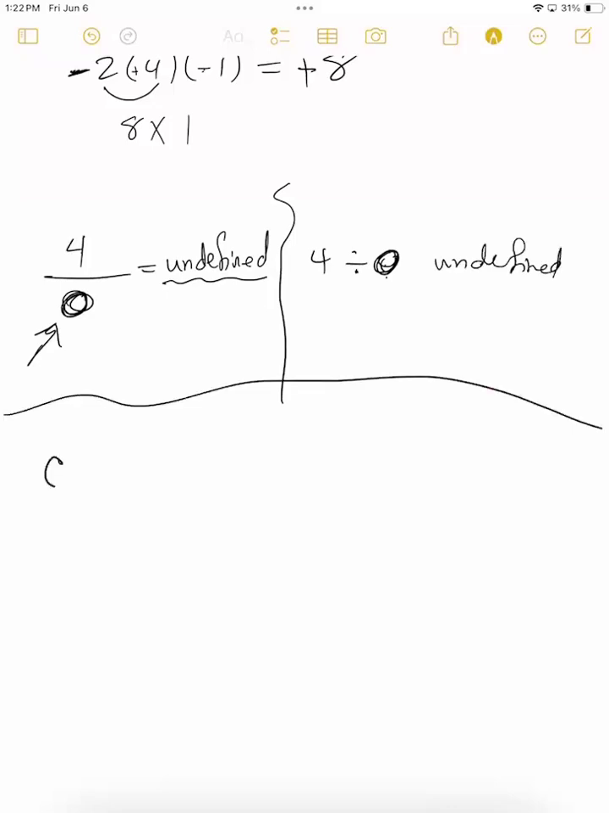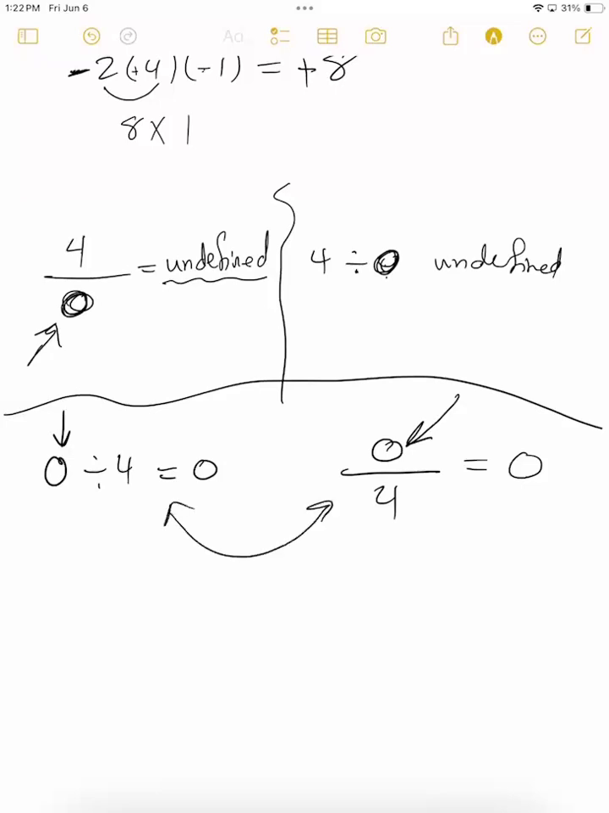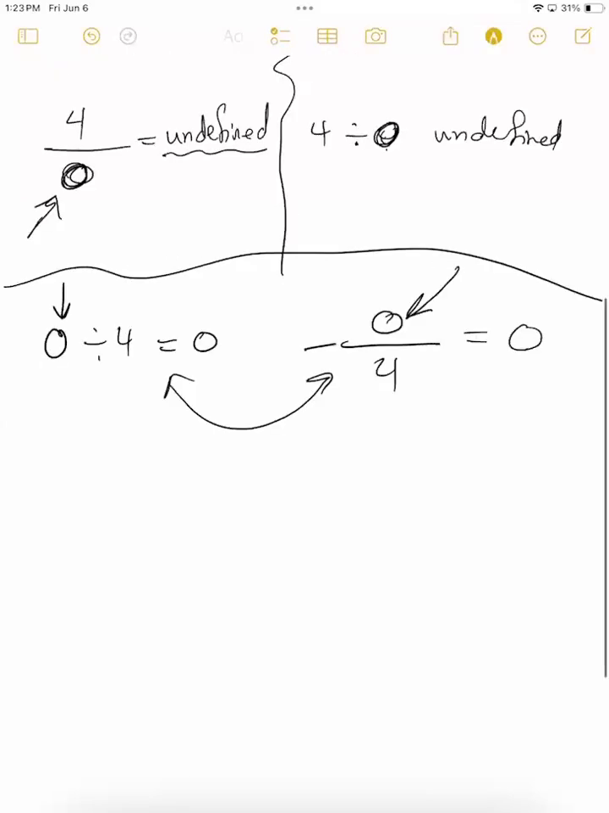If you have 0 divided by 4, the answer is 0. So when you have 0 first, or 0 in the numerator, they're the same thing here. You get 0. Whether this is negative or this is negative 14, the answer is always 0.